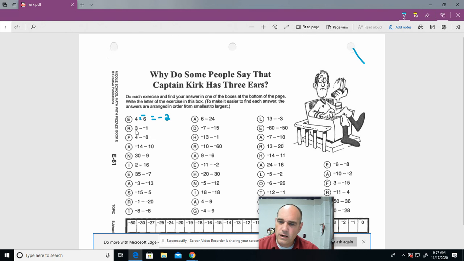When I do this one, 3, the opposite of a negative 1, now turns this into a positive 1. We always put a combination symbol. 3 plus positive 1 gives us a positive 4. As I go through here, 4, the opposite of a negative 8 is now a positive 8. And 4 plus positive 8 is a positive 12.